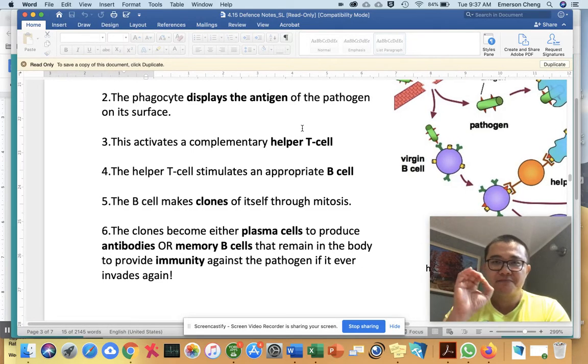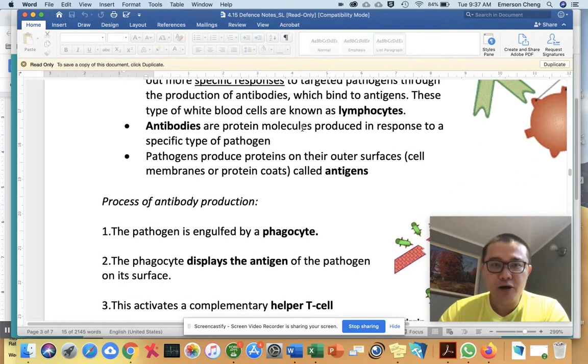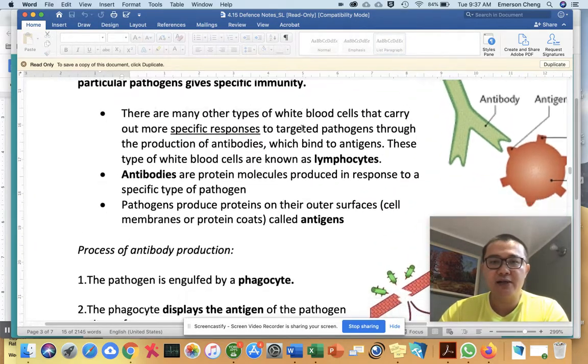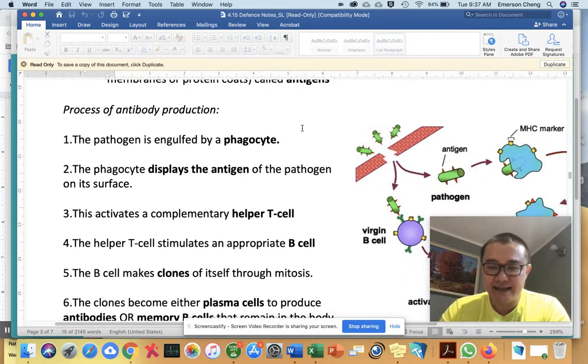Now, do you have any questions? This process is actually quite important, and the terminology is quite important, and it's kind of dense.